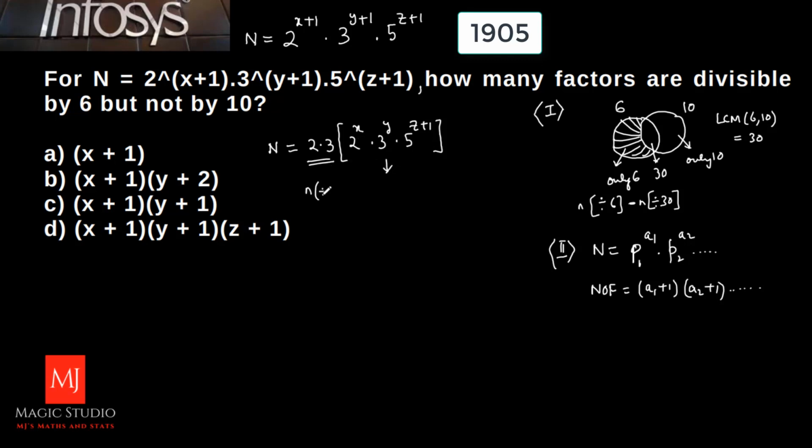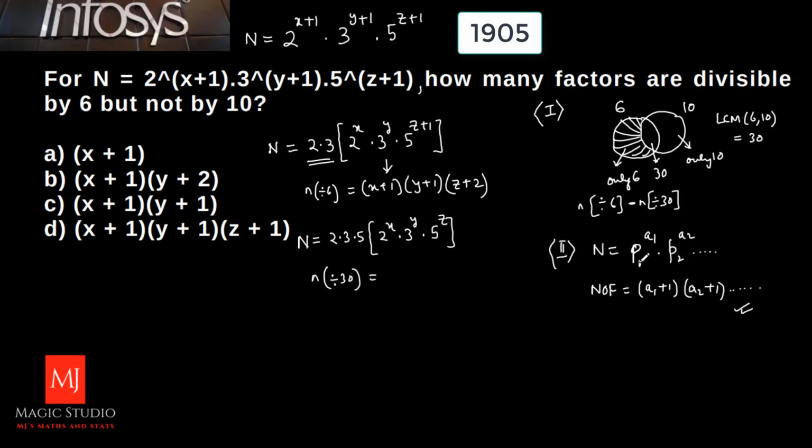Number of factors which are divisible by 6 is x plus 1 into y plus 1 into z plus 1 plus 1, that is z plus 2. We have used this formula. Again, I can write n as 2 into 3 into 5, that is equal to 30 into 2 to the power x into 3 to the power y into 5 to the power z. Now, the number of factors which are divisible by 30 would be, we will be using concept number 2 in this expression only for this particular part of n only. Then it would be x plus 1 into y plus 1 into z plus 1.